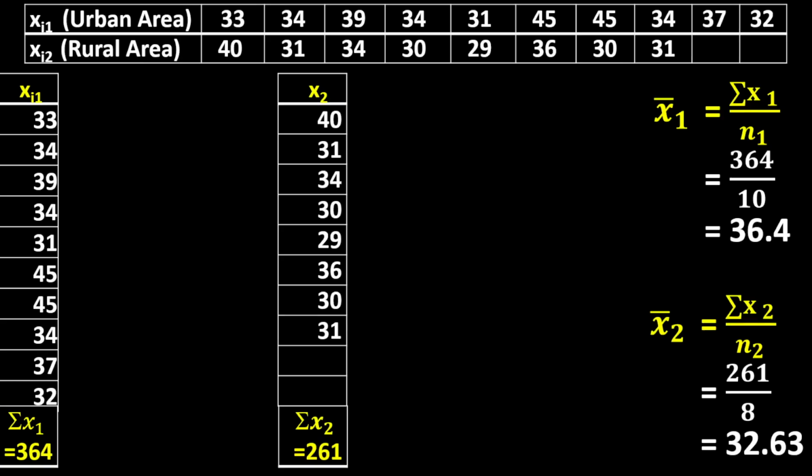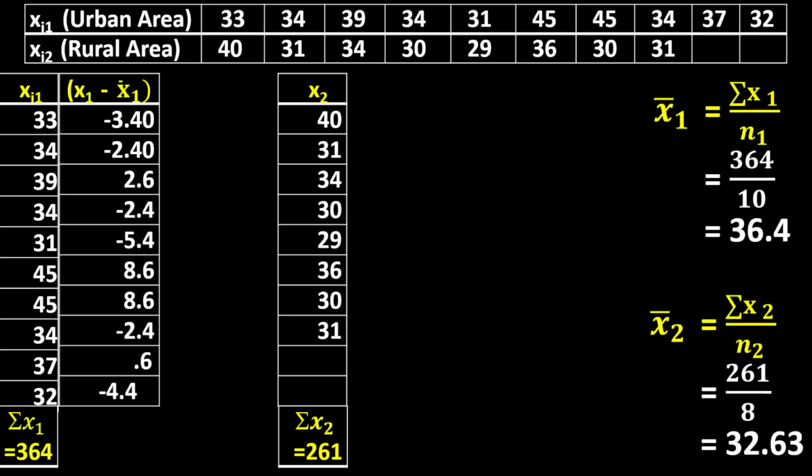Now we will find sigma (x1 minus x bar 1), meaning the deviation taken from the mean for all the observations of urban area. For that, we will find the deviation in another column, as shown on the screen. From the first observation of urban area, 33, we will deduct the mean of urban area, that is 36.4, and we will have minus 3.40. That is the deviation taken from the mean for 33.